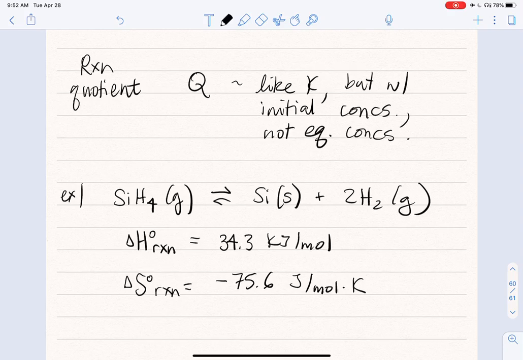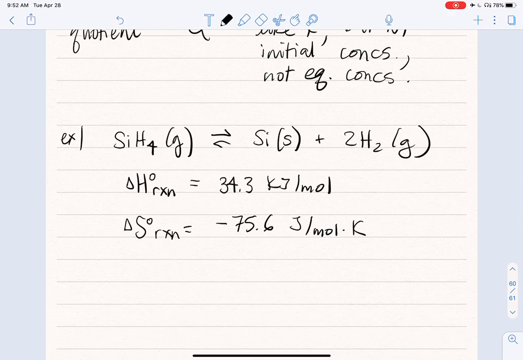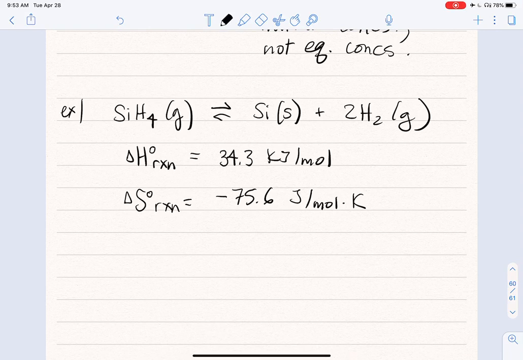So it's a situation where you can't possibly get a negative delta G. When you plug those into the master equation, you get a delta G naught for the reaction that is 56.8 kilojoules per mole. So that is positive, so this is going to be non-spontaneous or reverse spontaneous.